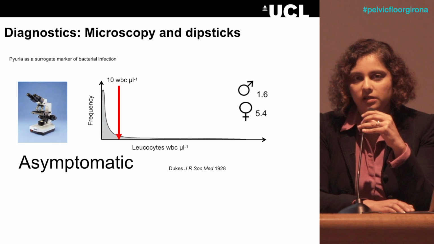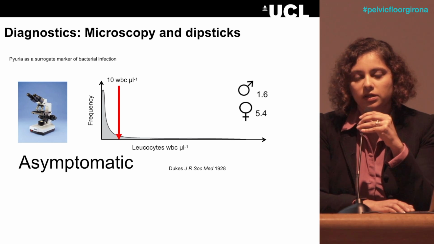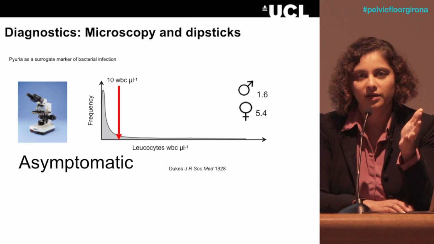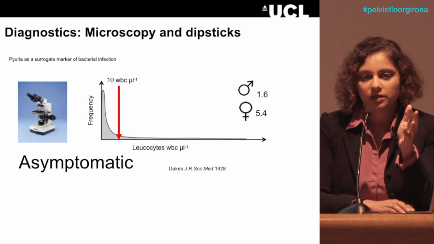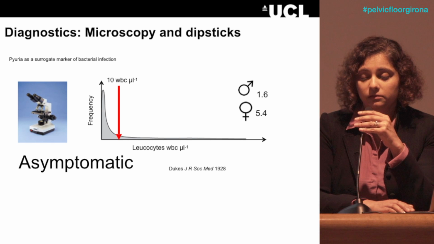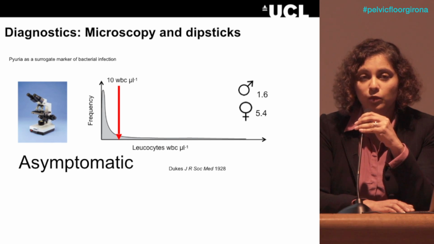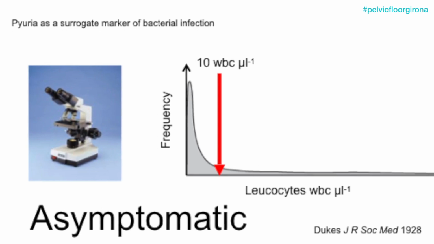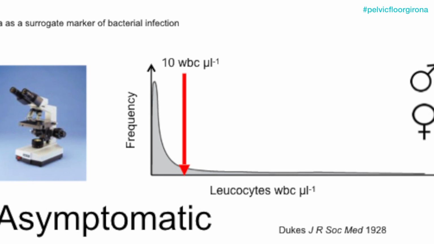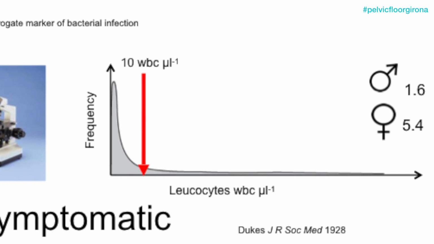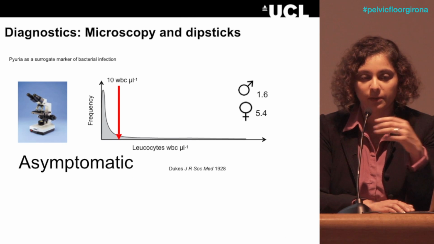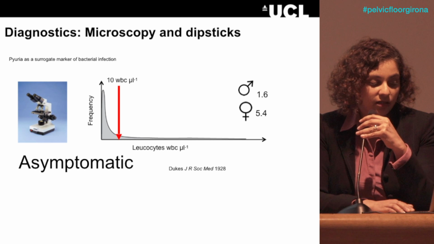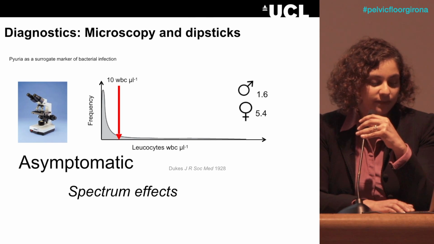So he actually used 10 white cells as a criterion. Again, love thresholds. So we make a cutoff, 10 white cells, an easy number to remember, that if you have more than 10 white cells, it does actually correlate. You're more likely to have a positive MSU, but it doesn't correlate the other way around. So if you have a negative MSU, it doesn't mean that you have less than 10 white cells, if you see what I mean. So again, we come to categories.